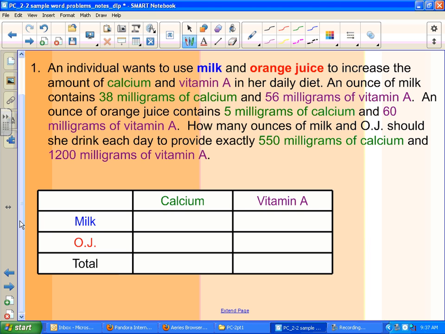Daily required intake. All right, so we had all of the milk and OJ and total calciums in green, and that was where our 38 and 5 for OJ and 550 for total came in. And we said that all of those, because they're dealing with calcium, are going to create one of our equations. And then we did the same thing for vitamin A. Again, milk has vitamin A, 56. And then we have 60 for OJ. And then 1200.